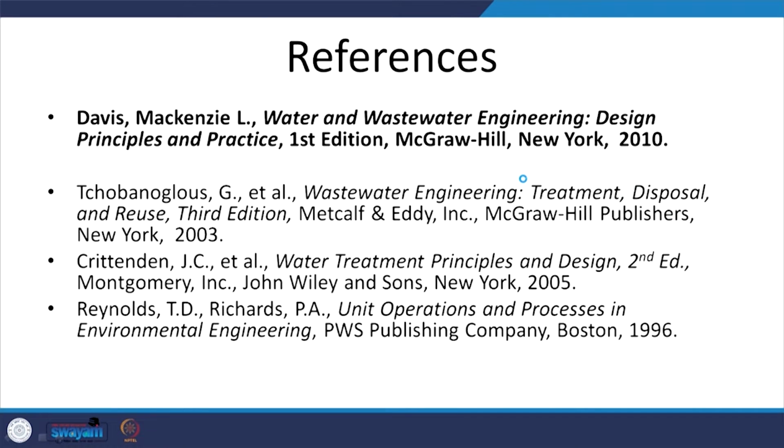So, what book can you look at, or what are the references that you can consider? Obviously, Water and Wastewater Engineering: Design Principles and Practice, first edition, and I think even the second edition or the Indian edition is certainly available, by McGraw-Hill, by Davis and Mackenzie. The other one is a relatively more comprehensive source, certainly used by practitioners and also by faculty: Wastewater Engineering: Treatment, Disposal and Reuse. Instead of the third edition, even the fourth and fifth editions are out, again by Metcalf and Eddy, McGraw-Hill publishers.